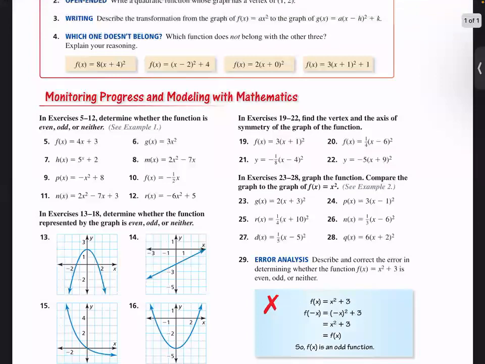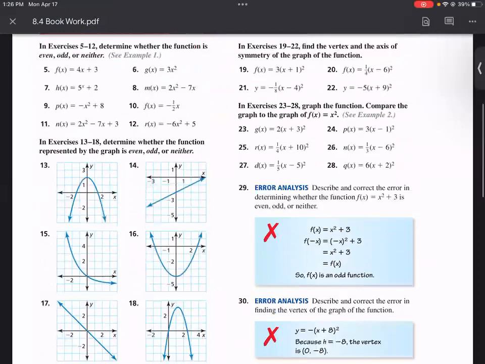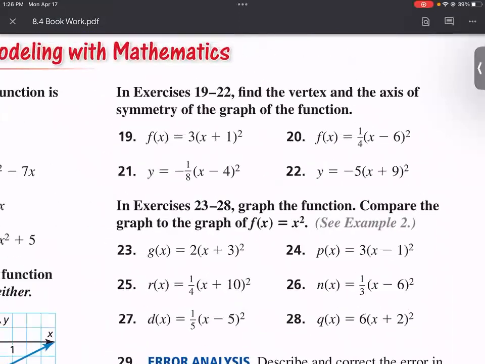Oh, you know what? Your bookwork is already on. Well, that's fine. Yeah. So here we go.